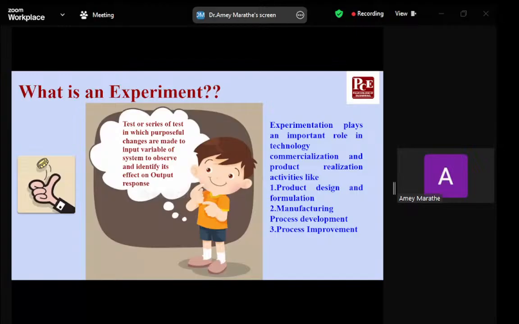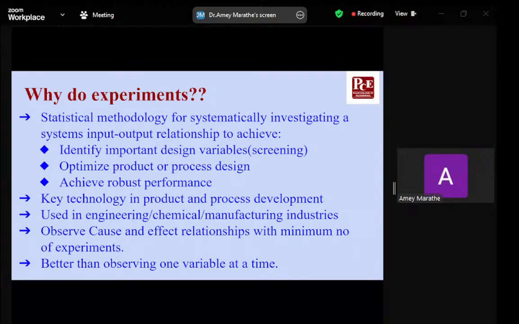And in this world, where we require products to be manufactured fast, and we want to optimize and improve the process, that is when design of experiments comes into the picture. So why do we do experiments? Typically, it is a statistical method for systematically investigating the input-output relationship, to identify important design variables, to optimize the product or process, and to achieve robust performance. It is a key technology in product and process development.